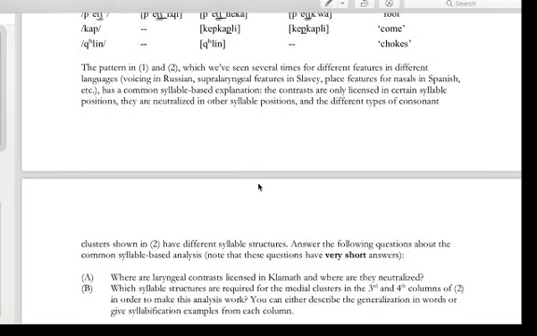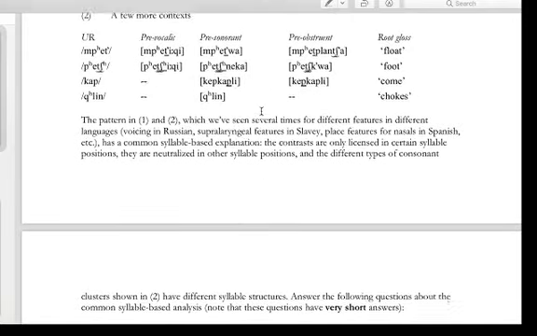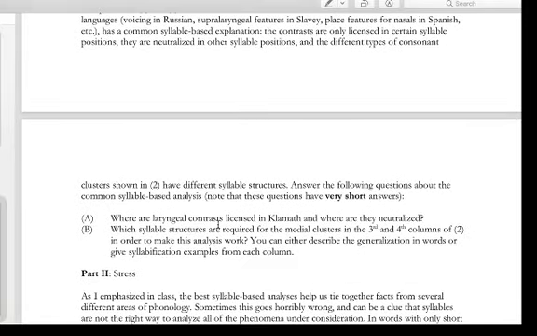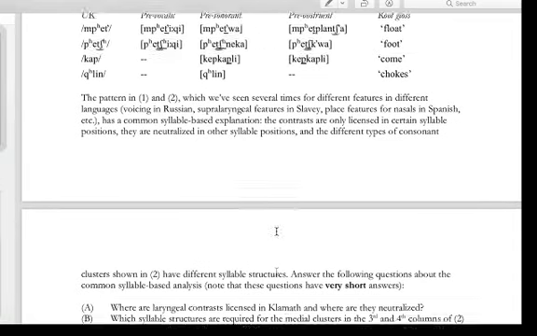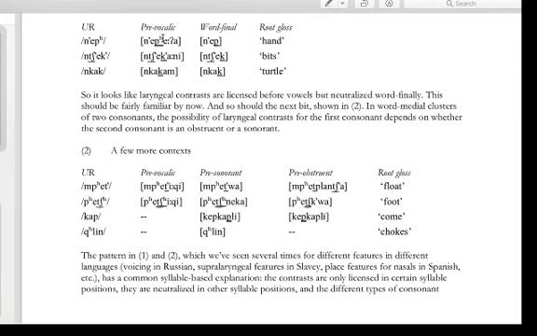So the first couple questions here are, in terms of this syllable theory structure that I've just alluded to, where would you say laryngeal contrasts are licensed in Klamath, and where are they neutralized? So take a minute and think about that in syllable-based terms. Where are the laryngeal contrasts licensed? That is this, and this column. And where are they neutralized? This and this column. How would you describe that in syllable theory? Take a second. It's a very short answer.